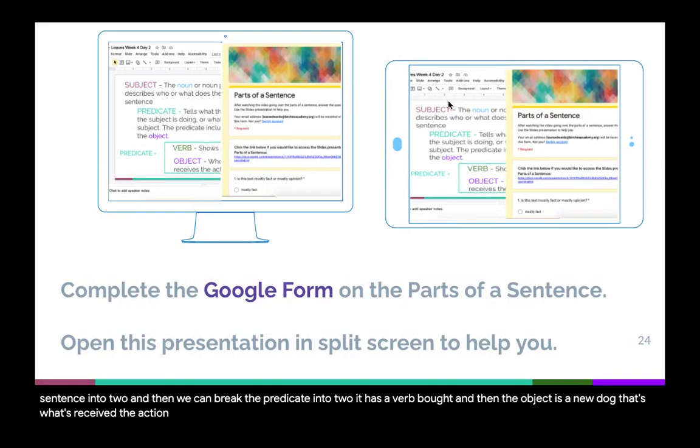So you're going to go on to complete the Google form on the parts of a sentence. I would recommend having this presentation open and split screen to help you.